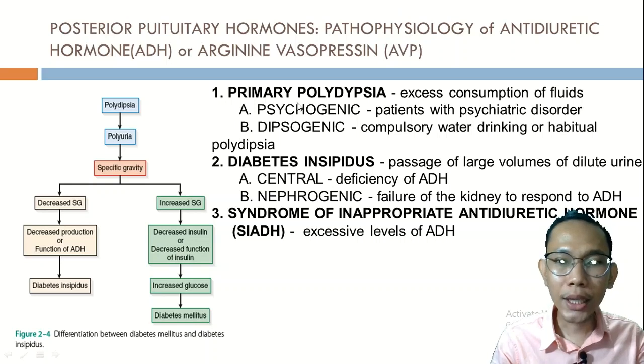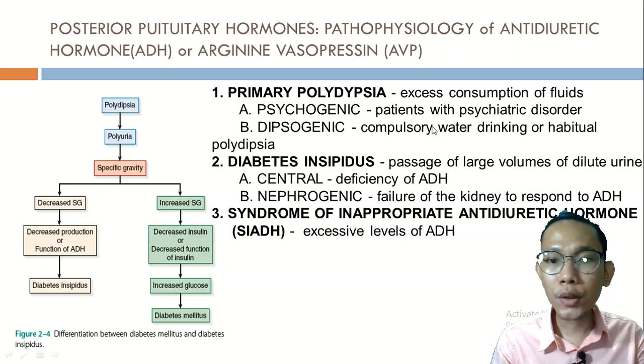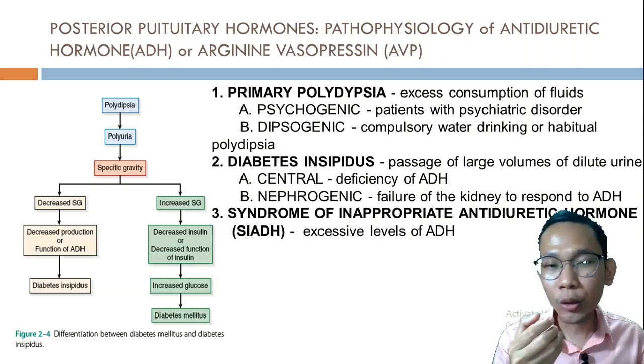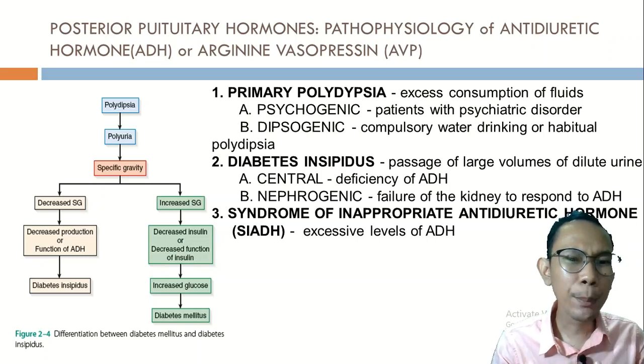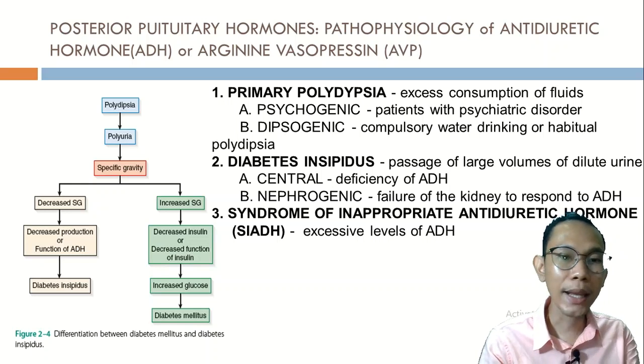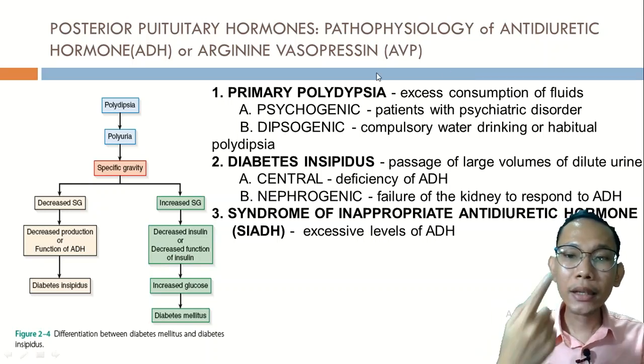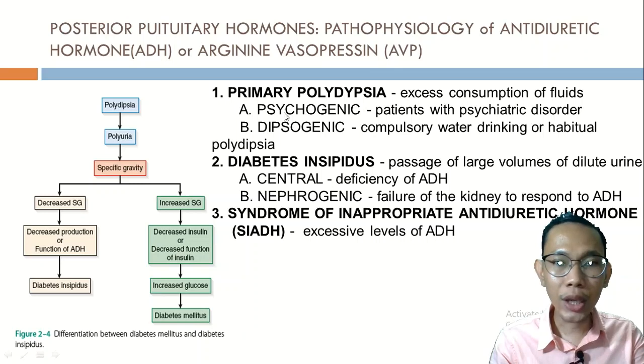For your dipsogenic, it is a compulsory water drinking or habitual polydipsia. So in short, you have the control. It's not really the control, but you really wanted to increase your water intake, or it's already part of your habit to increase your water intake because you believe that drinking too much water will probably be healthy or beneficial on your part. So that's the dipsogenic type of polydipsia. Again, primary polydipsia, ini-increase yung consumption of fluid. It's either psychogenic, related to psychiatric disorder, or dipsogenic, when there is a compulsory or habitual polydipsia.